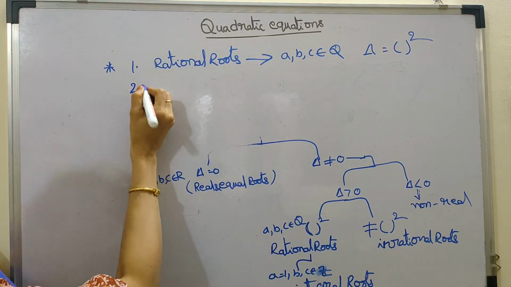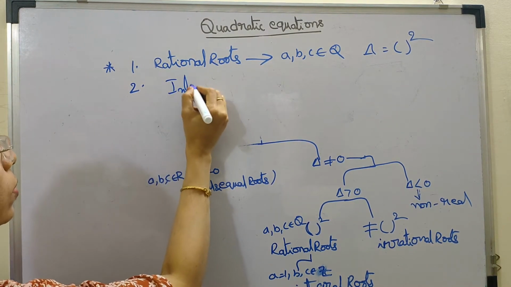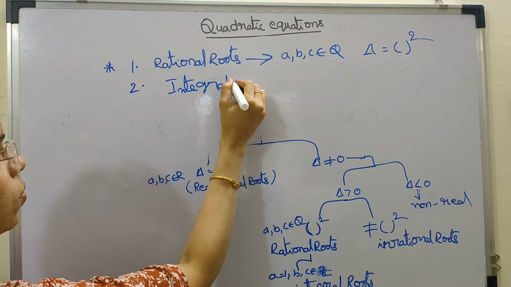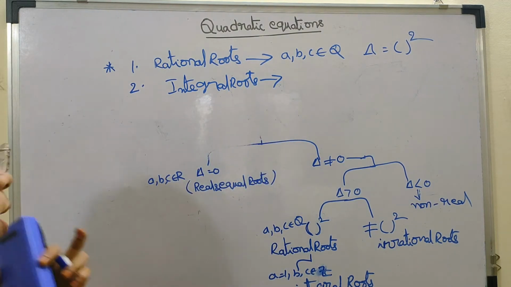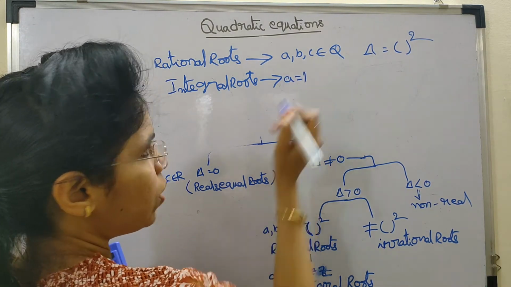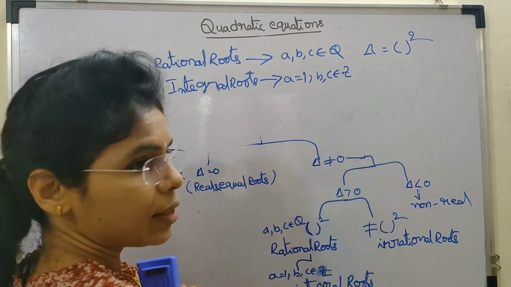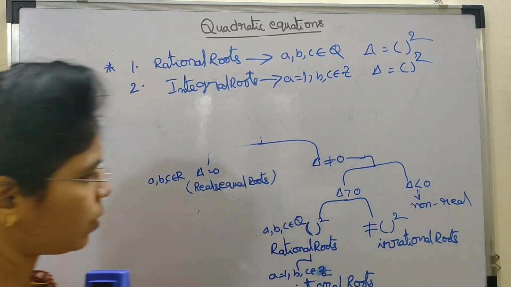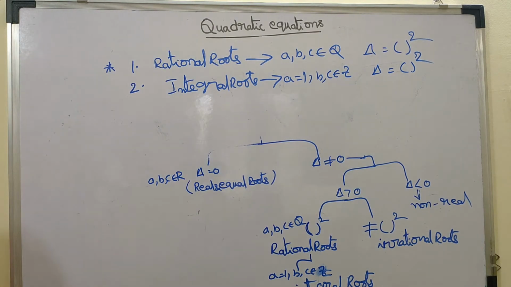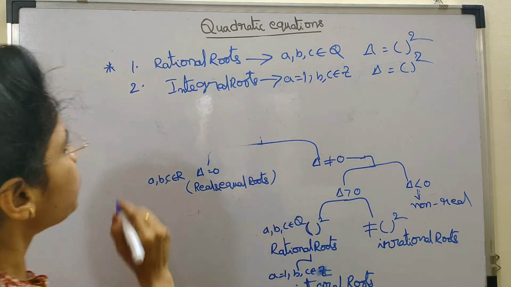And second point, the quadratic equation has integral roots. What is the condition here? a should be 1 and b, c are integers, and the discriminant is a perfect square. So the condition for integral roots is: a is equal to 1, b, c are integers, and the discriminant is a perfect square.